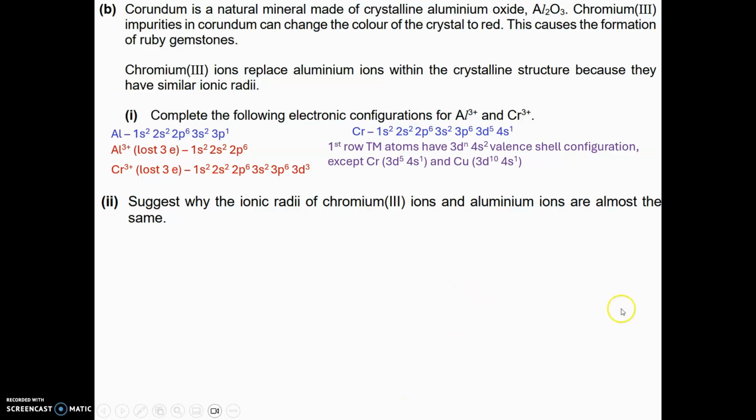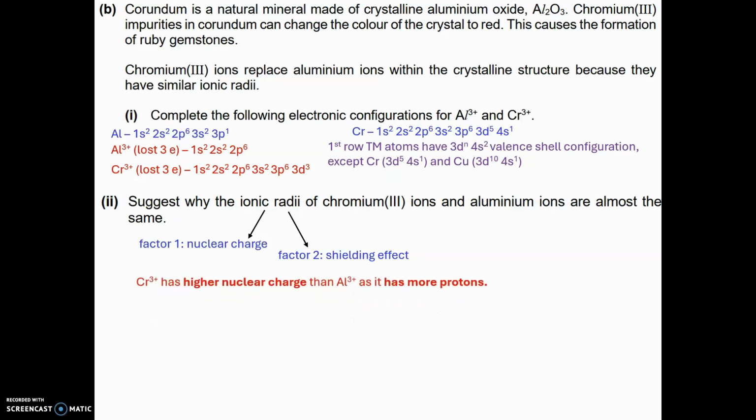Next, to suggest why chromium 3 ions and aluminium 3 ions have almost the same ionic radii. Now, when we are comparing ionic radii, we have two factors we need to consider. The first one is nuclear charge. Nuclear charge is determined by the number of protons in the ion. The second factor is shielding effect, which is determined by the number of inner electrons within the ion.